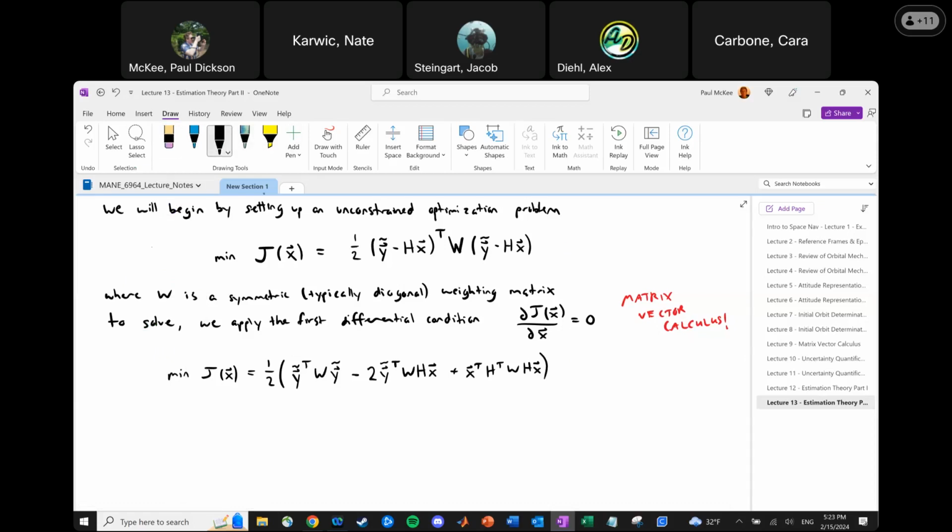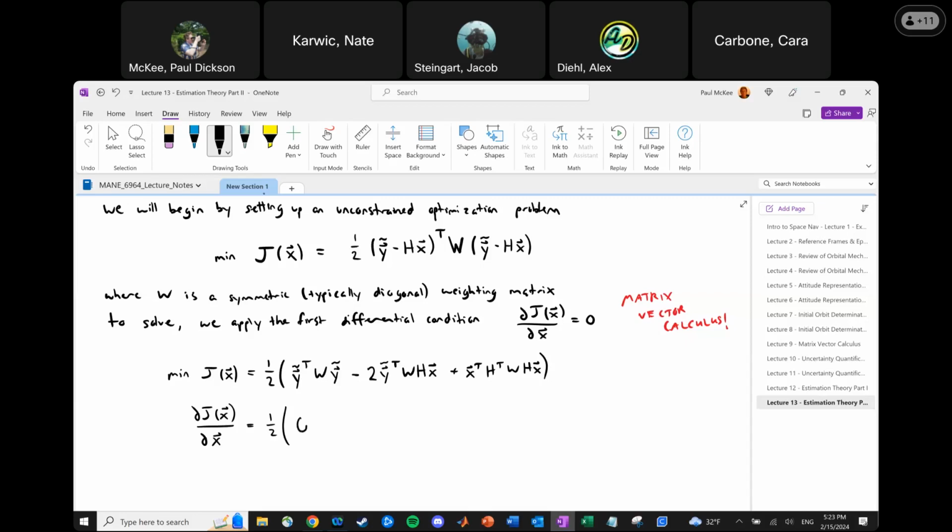Now this is going to be easier to take the derivative. So we're going to do this term by term, right? Remember our matrix vector calculus. Okay, so it's going to be 1/2, open parentheses. So somebody who's feeling brave, and we're going to do this together. What is the derivative of y transpose Wy with respect to the vector x? Is it just 0? It is, very good.